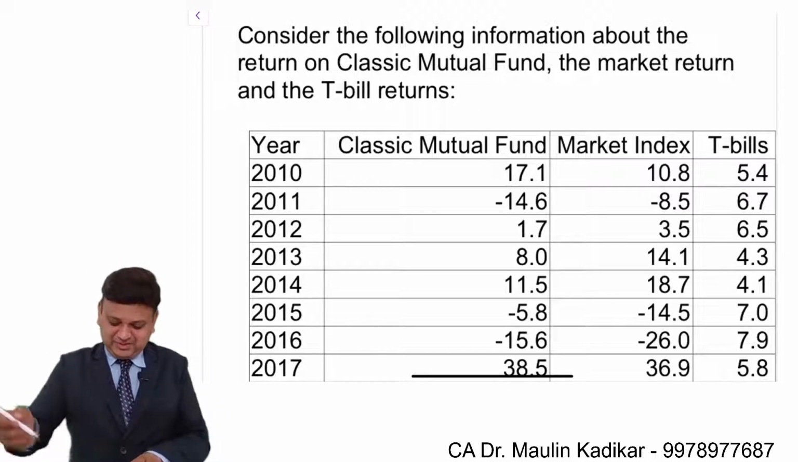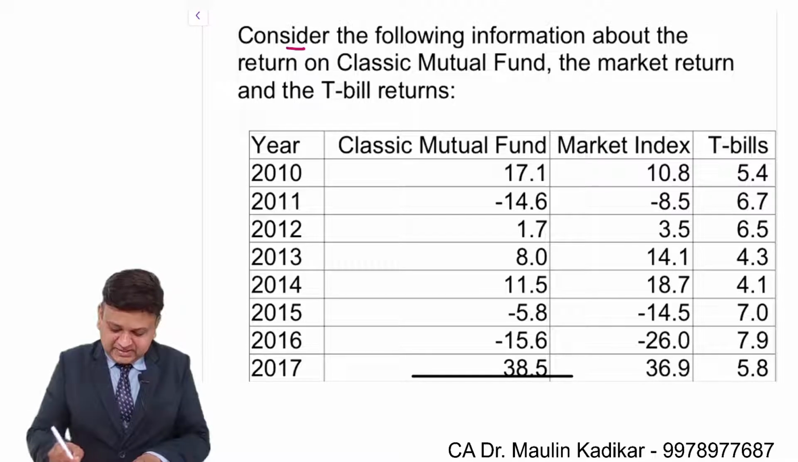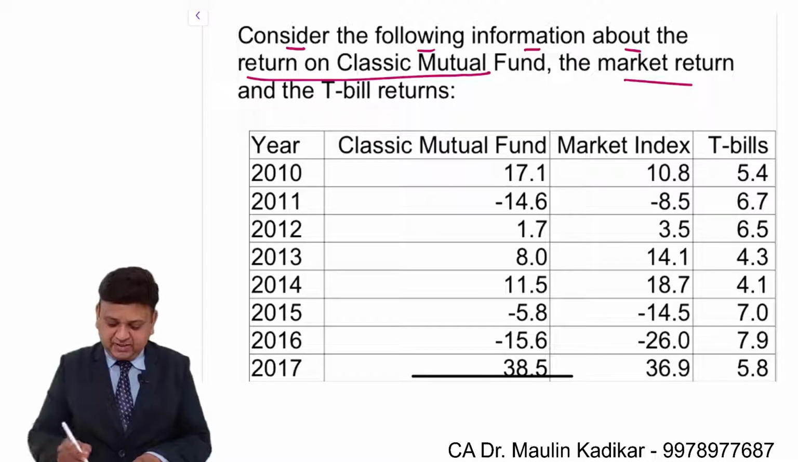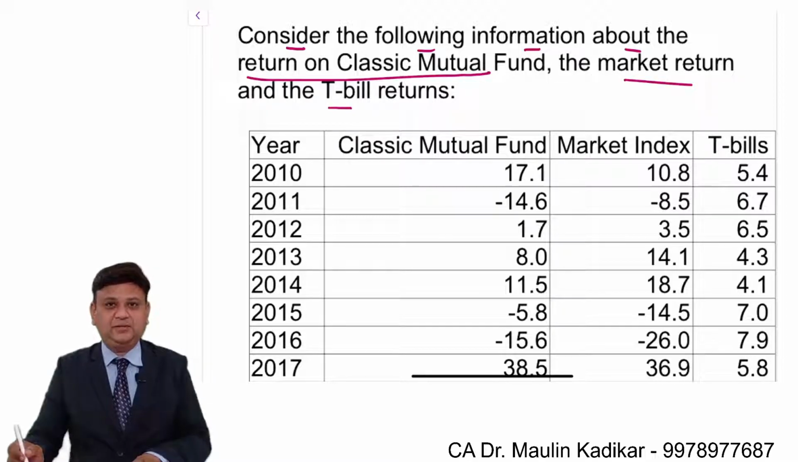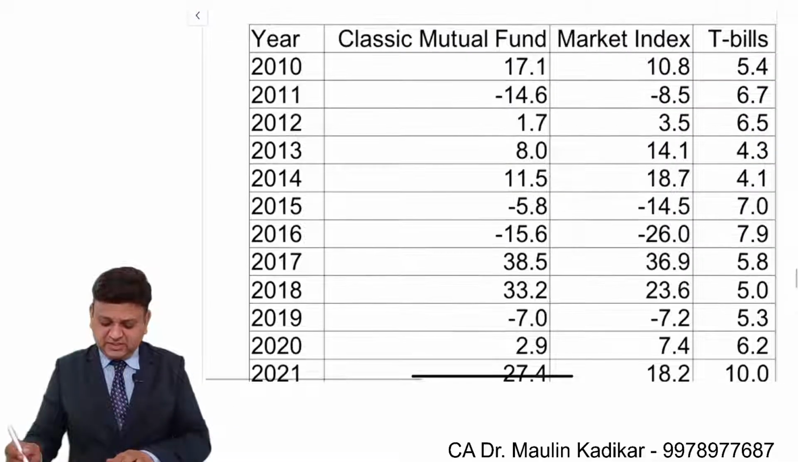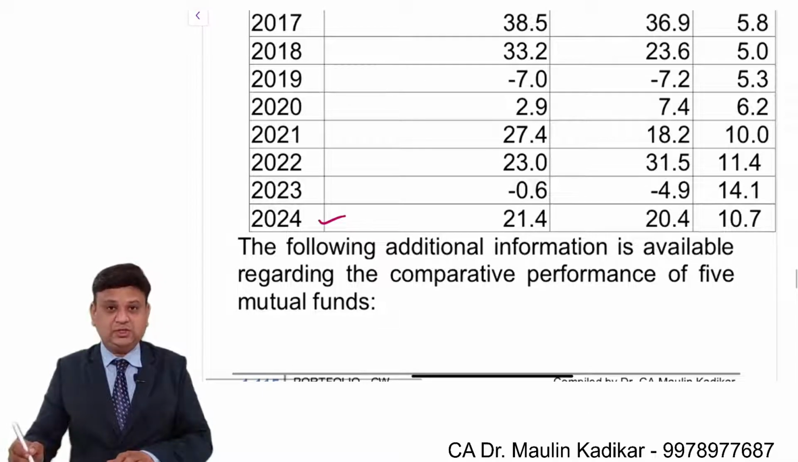Let us see the next question. Consider the following information about return on a classic mutual fund, market return, and treasury return. So we have been provided returns about the mutual fund, market, and treasury. Treasury means risk-free rate of return, from 2010 to 2024.